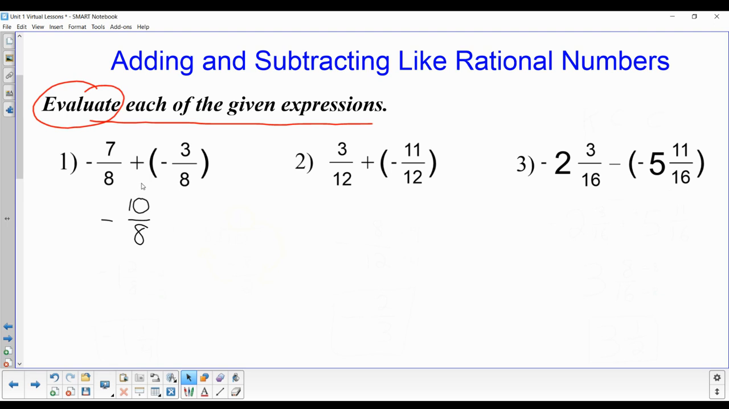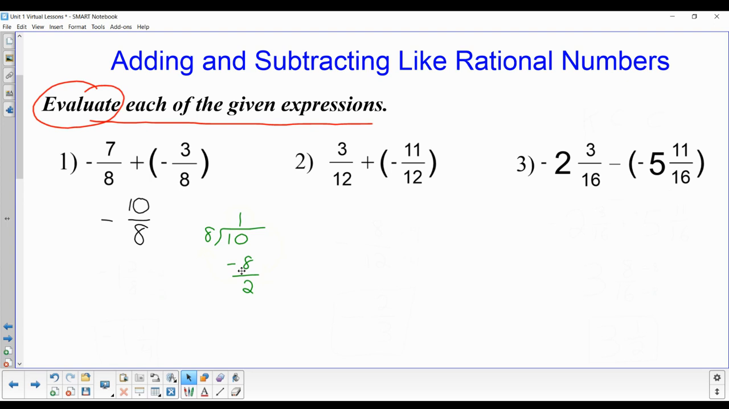But this problem needs to be in simplest form. We need to be able to simplify this down to a mixed number and then reduce it so that it is in simplest form. You can do either way. You can reduce first or you can simplify first. It does not matter. And I'm going to choose to simplify. That means I'm going to have 10 divided by 8. 8 goes into 10 one whole time, and 8 times 1 is 8. You subtract to get 2.